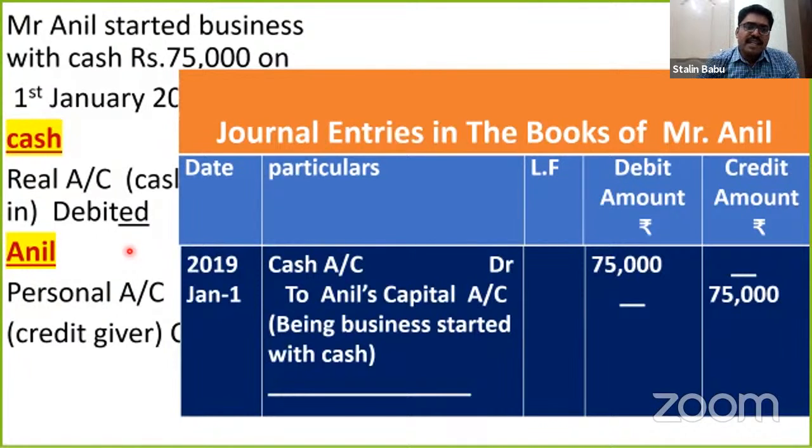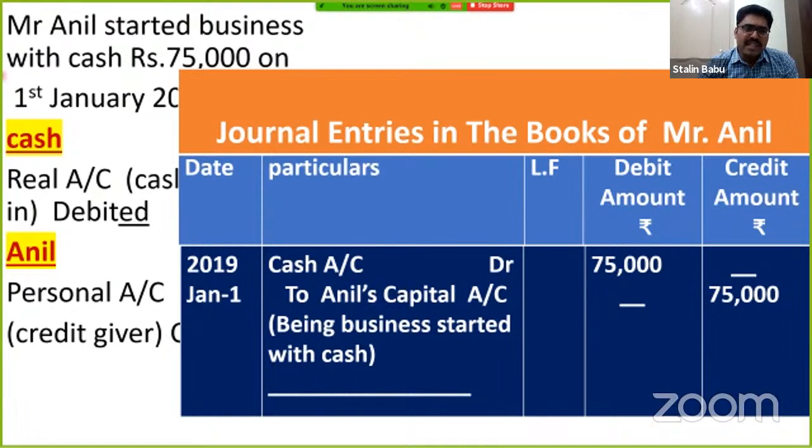First, we have to write the date in the date column. So first we write the year 2019, January 1st. In the first line, in the particular column, we write the name of the account debited. Here, it is cash account followed by Dr. This Dr represents that this account is debited, and we write the 75,000 amount in the debit column against the debit account. Here we should not write anything in the credit column; we make a small hyphen against cash account. And in the second line, leave some space and write To and the name of the account credited.